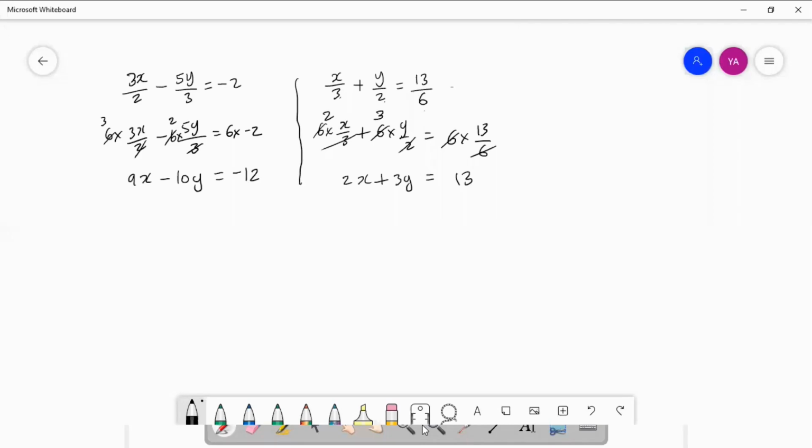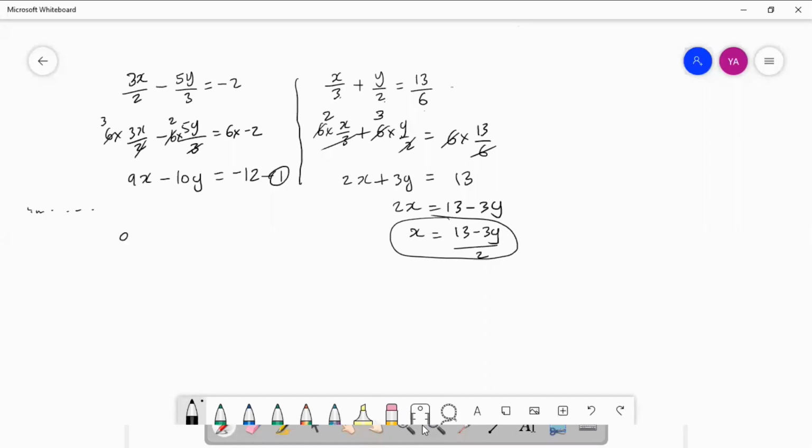So from one of the equations we can find the value of x. I think we can do it from this second one. To move 3y to the right side, 2x is equal to 13 minus 3y. Then x is equal to (13 minus 3y) by 2. This value we will substitute in equation number 1.